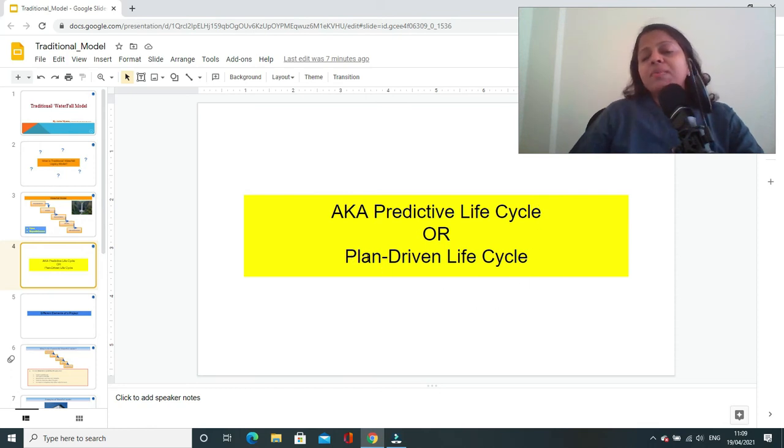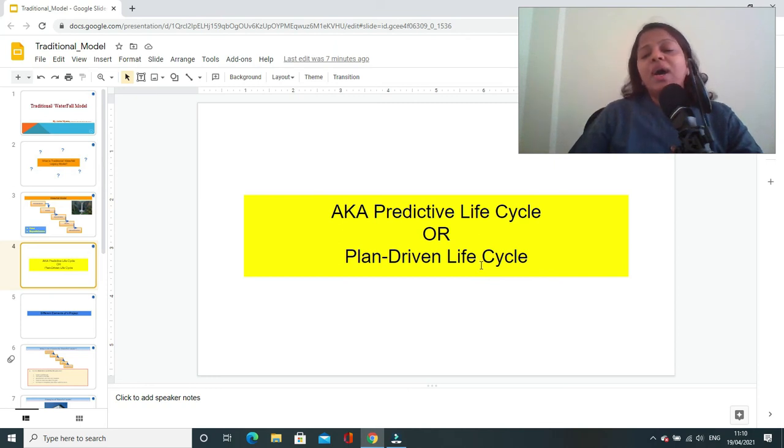It is also known as plan-driven life cycle. Plan-driven because you will form a comprehensive upfront plan before you actually execute the project, and you will follow that plan throughout your project life cycle. That is the reason this model is also known as plan-driven life cycle.